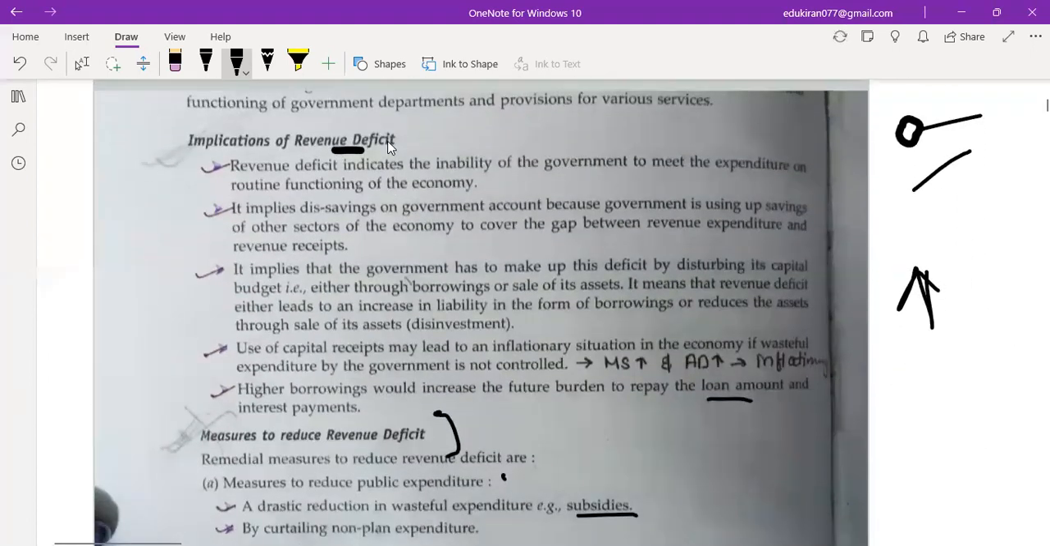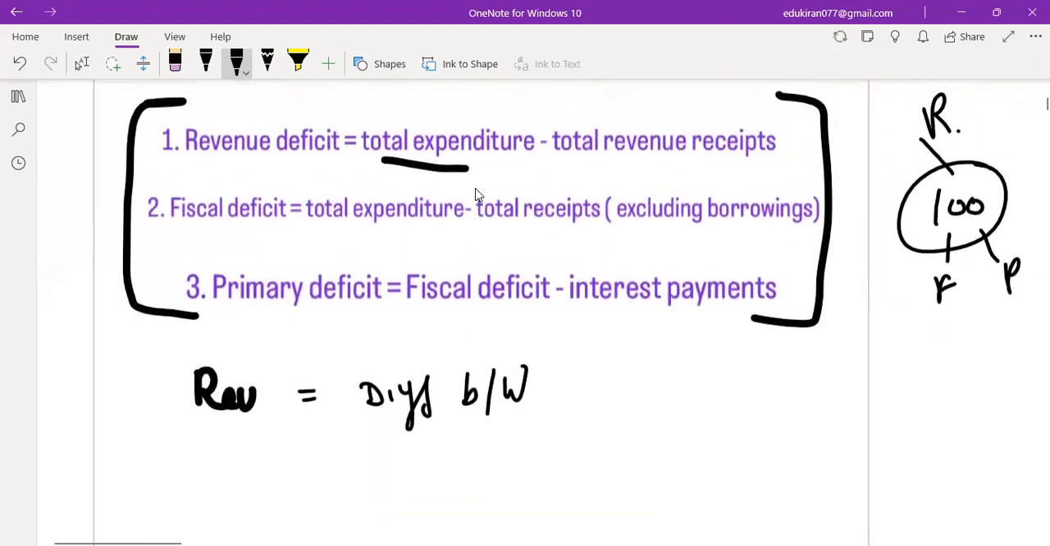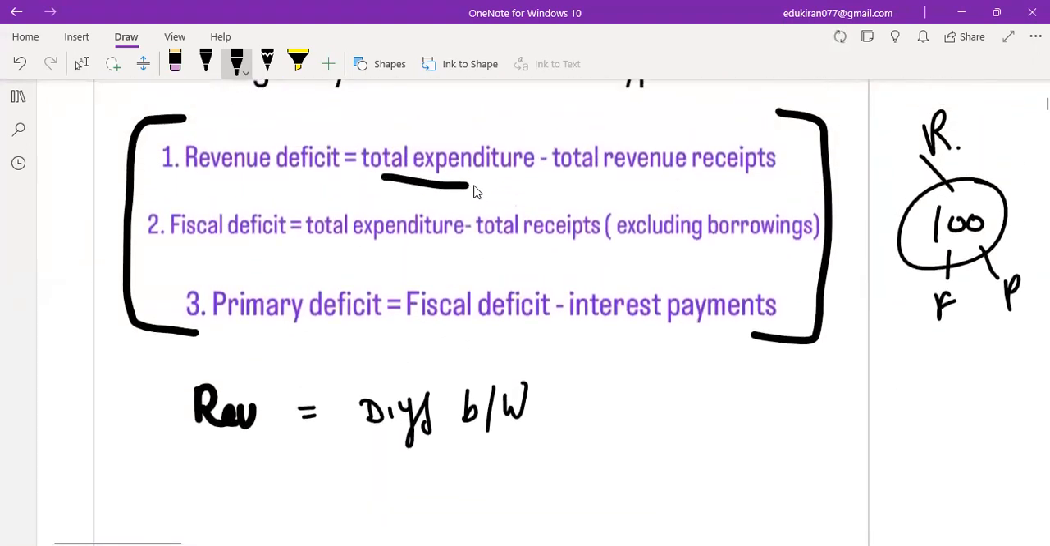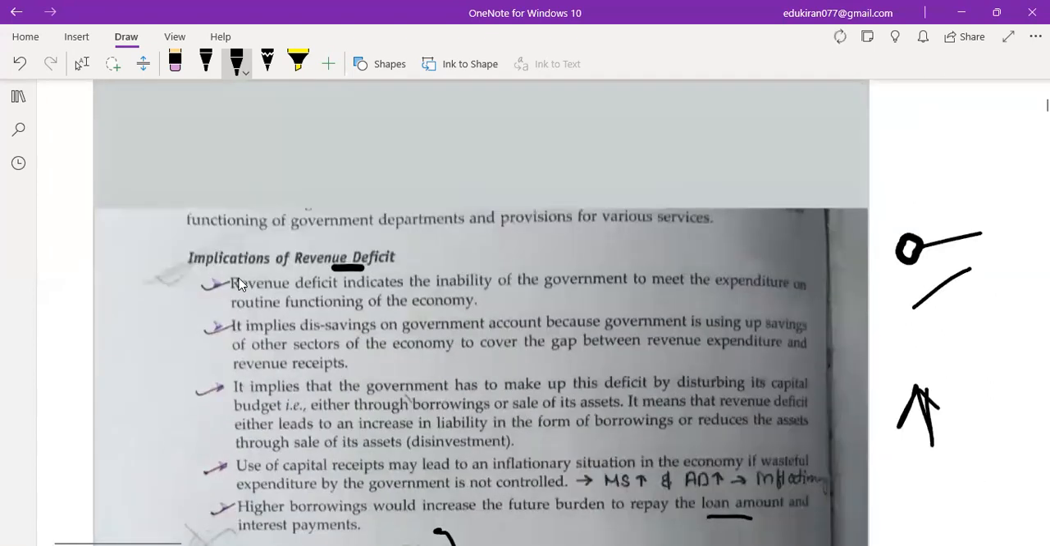Whenever revenue deficit comes, first of all, it indicates the inability of the government to meet the expenditure on routine functioning of the economy. For example, if you are giving a birthday party and your budget is exceeded, that means you were unable to give a good birthday party. Similarly, when revenue deficit occurs, the government is unable to meet the expenditure on a daily basis. Whatever expenditure the government has to do for the country, it is lagging behind.